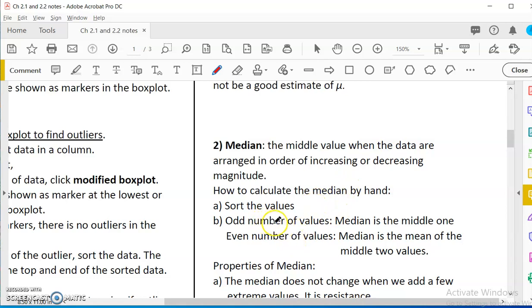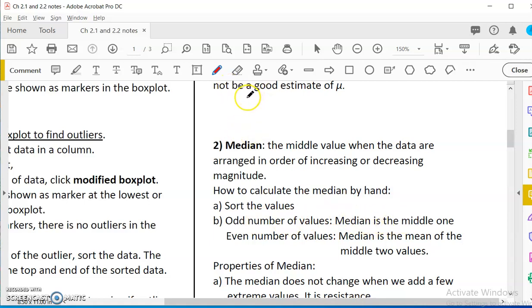But it's kind of difficult in that you have to firstly sort your data in order. And then if there's an odd number of data, your median is found by crossing out the low end and the high end, and then the middle number is the median. Okay, so let's do an example.